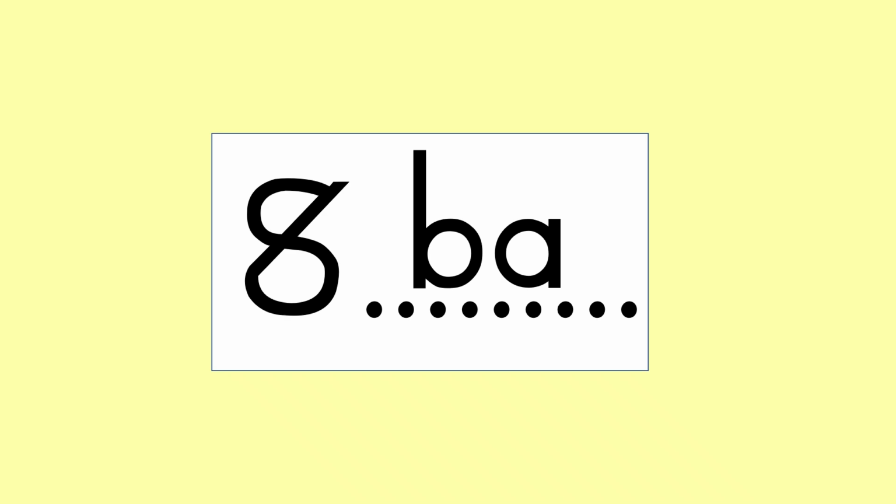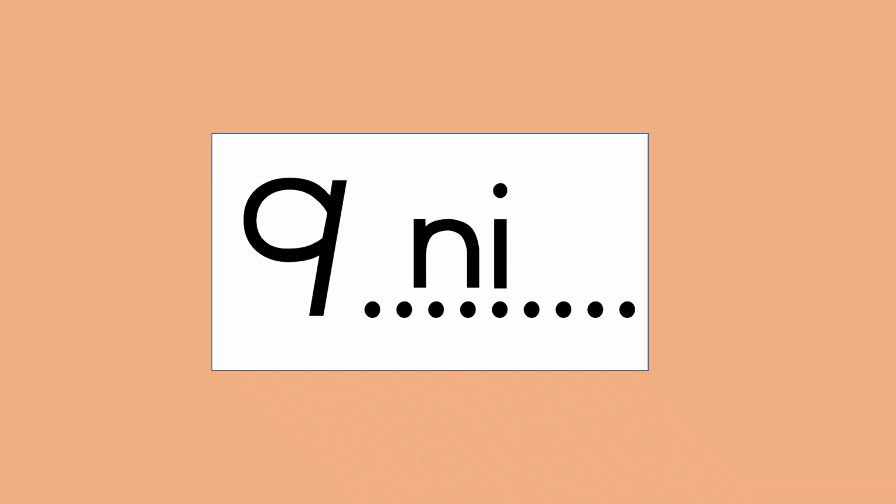Next to number 8, the sound was Ba. The B and the A together says Ba. If you wrote Ba, give yourself a tick. Next to number 9, the sound was Ni. The N and the I together says Ni. If you wrote Ni, give yourself a tick.